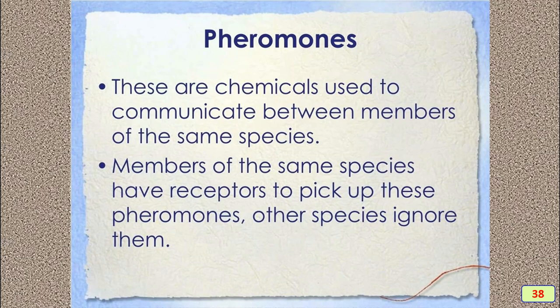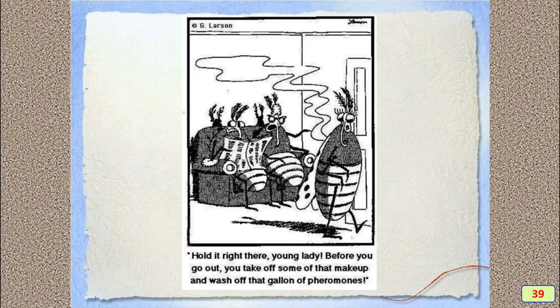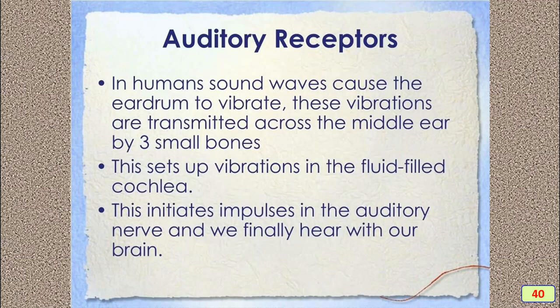Members of the same species have receptors to pick up these pheromones, and other species ignore them. And the same species will always have the sense of these pheromones. For example, the cats, dogs, and many more animals belonging to the carnivores always have the sense of pheromones, including the birds, reptiles, and also some of the insects. Humans do not have much smell of the pheromones, but sometimes they are also a little sensitive.